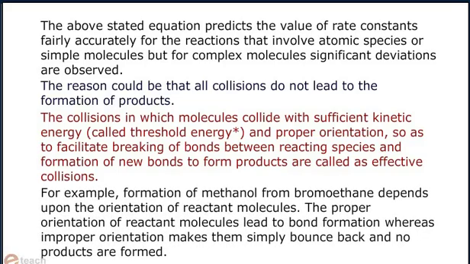For example, formation of methanol from bromoethane depends upon the orientation of reactant molecules. The proper orientation of reactant molecules leads to bond formation, whereas improper orientation makes them simply bounce back and no products are formed.